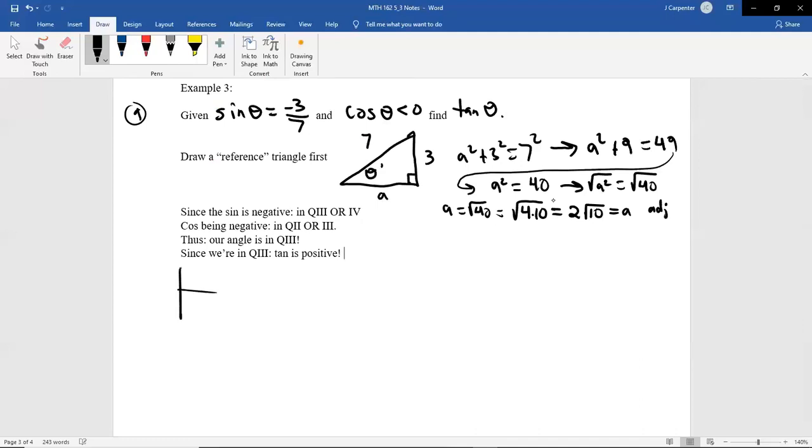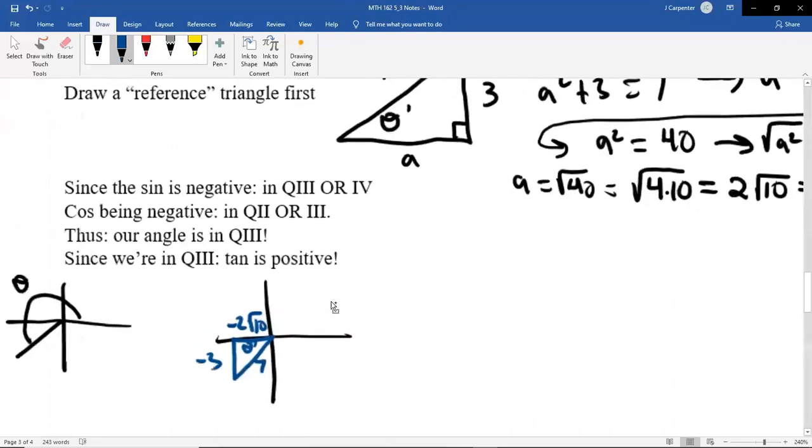See here, our angle has to be in quadrant 3. This right here is our theta, which means we're going left and down. So if you drew that reference triangle in there, it would look like this. -3, that's the vertical distance. -2 square root of 10, that's the horizontal distance. And then 7 was the radius, if you will. And then this right here would be your theta prime. Sorry, that's a little small. I'll zoom in for a second. More in a second.